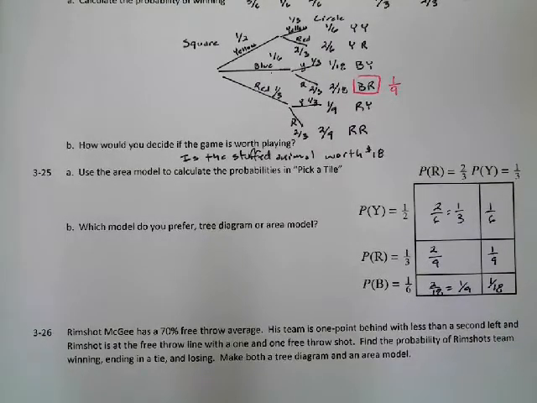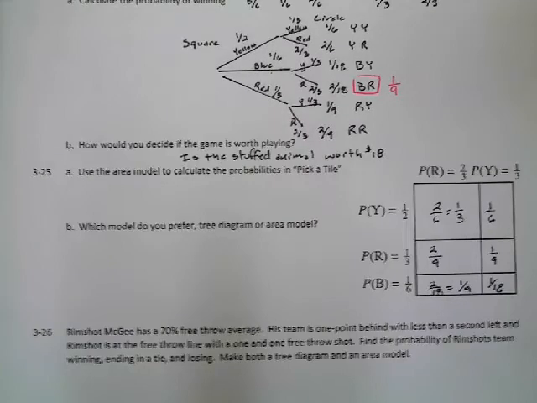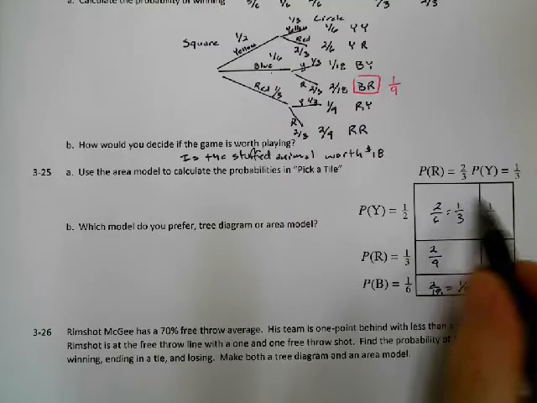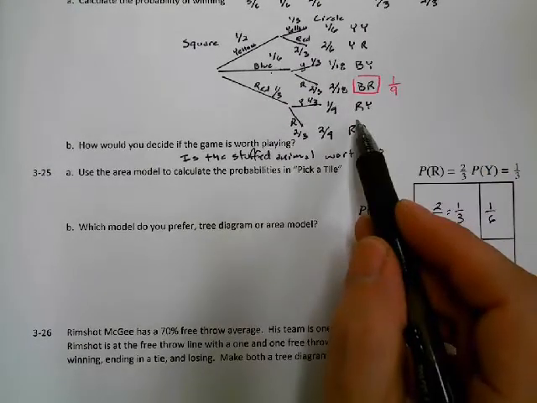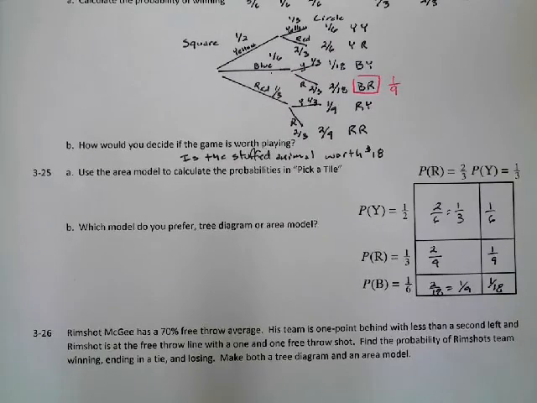Which model do you prefer? I prefer the area model. I think it gets everything together in a nicer display. This one can get messy, but if there were more than 2 events, I'd lean towards the tree diagram. It's kind of up to you.